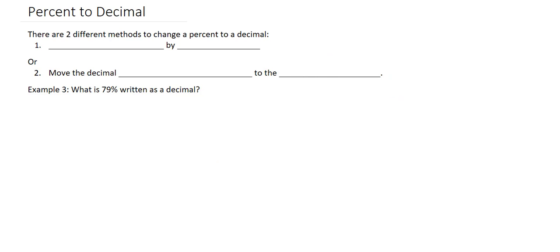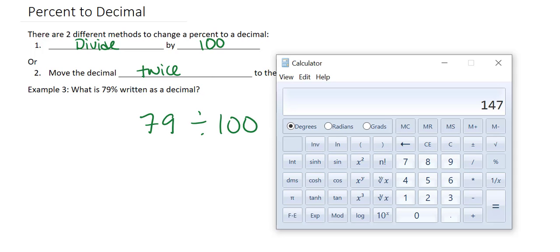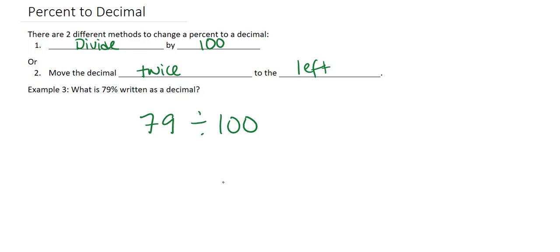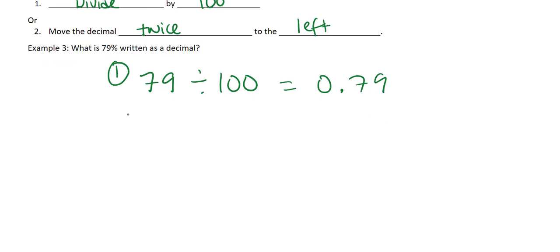Now, let's go ahead and look at changing it from a percent to a decimal. So, there's two methods to change a percent to a decimal. We can go ahead and divide by 100, or we can move the decimal twice to the left. So what is 79% written as a decimal? Divide by 100. We get 0.79, right? That's our first method.